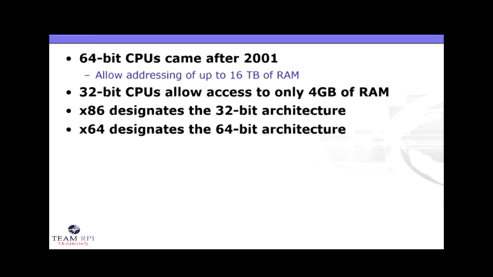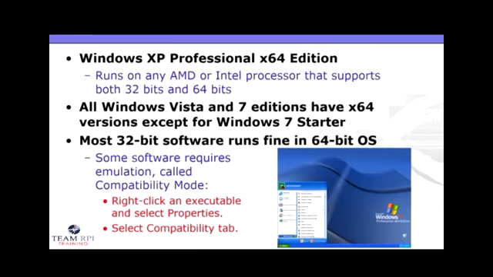Enter 64-bit Windows. When 64-bit CPUs entered the marketplace right around 2001, it allowed for addressing up to 16 terabytes of RAM. You know you're working with a 64-bit operating system or application because it will be designated as x86 or x64. The Windows operating systems, XP through Windows 7, all support 64-bit architectures.